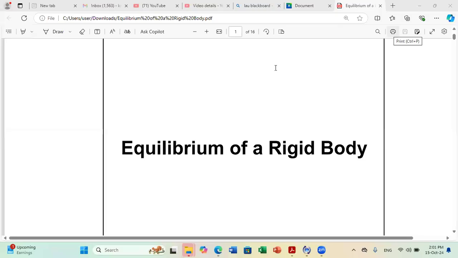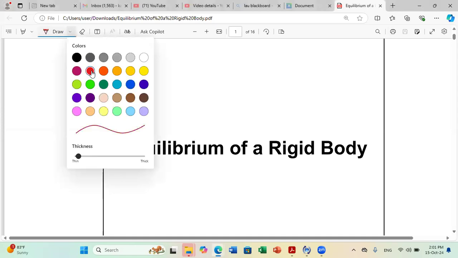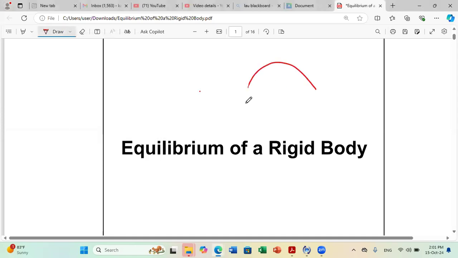So we'll start today with a new chapter, which is equilibrium of a rigid body. We have already studied before equilibrium of a particle, and we said that for a particle, we just consider sum of forces equals 0 because all forces are passing by one point. However, when we consider a rigid body, forces can act at different points of the body. That's why we can say that to ensure equilibrium of a rigid body, we need to satisfy two conditions.